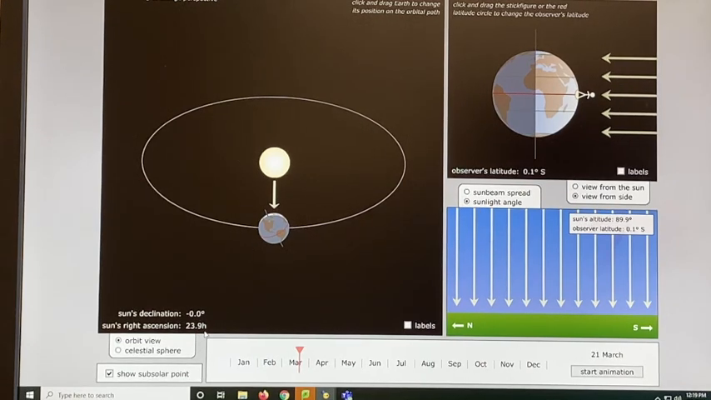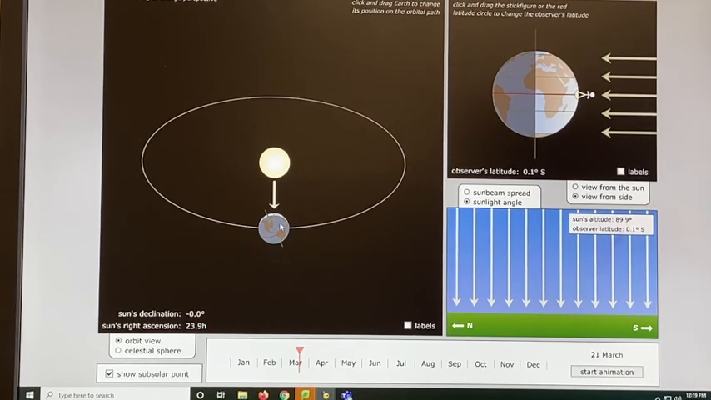Right ascension is 24 hours. Right ascension on March 21st. Notice at the equator, right, the angle of the sun is basically 90 degrees. I can't really get it any closer than that. So the angle of the sun, the altitude of the sun is 90 degrees, okay? So that sets up the first part.